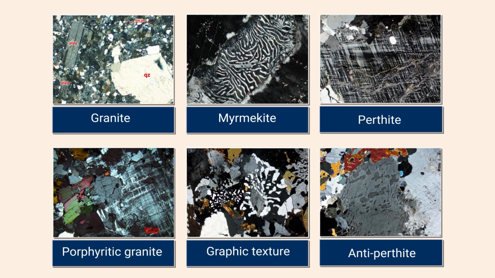Graphic texture, on the other hand, is also a type of intergrowth texture where quartz grows in a blob-like form, usually in an orthoclase feldspar. So, here are two exsolution textures. We have the perthite, which is the exsolution of albite from an orthoclase host.